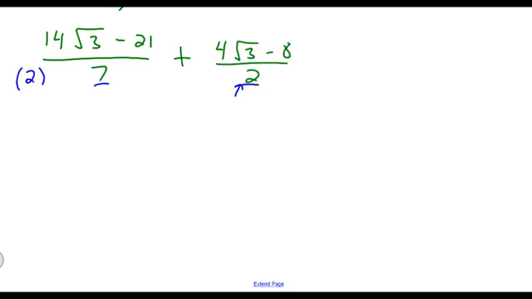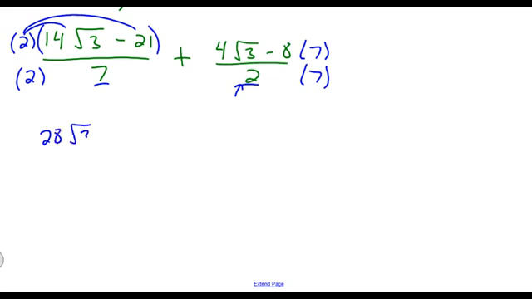Because that'll do it. 2 times 7 would be 14. But I also have to multiply the top by 2. And then over on this side, I'm going to multiply this by 7 and the top by 7. Okay, so if we do that, we're going to have 2 times both of those. So this will be 28 root 3, and then 2 times negative 21 will be 42, all over 14, 2 times 7.